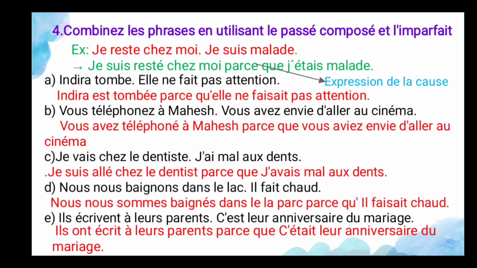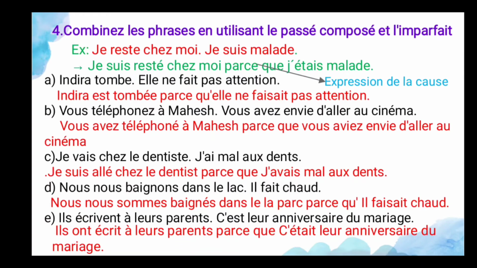And next, fifth one, ils écrivent à leurs parents. They write to their parents. C'est leur anniversaire de mariage. It means it is their wedding anniversary. So first one, écrire, to write, is not one of the 16 verbs. So you have to use the avoir conjugation. So ils ont écrit à leurs parents parce que c'était, here the verb is what? Être. So the conjugation is what? C'était leur anniversaire de mariage. So they wrote to their parents because it was their wedding anniversary.